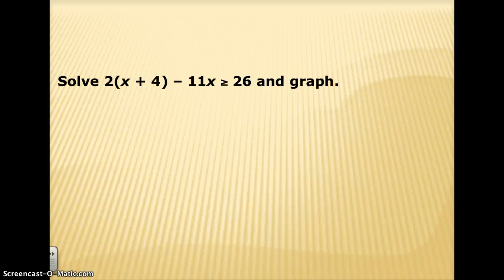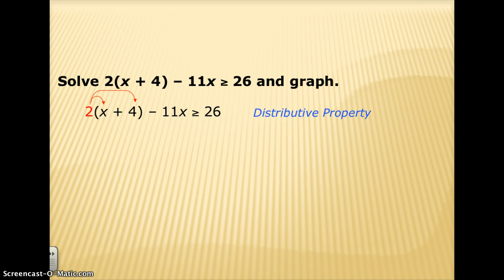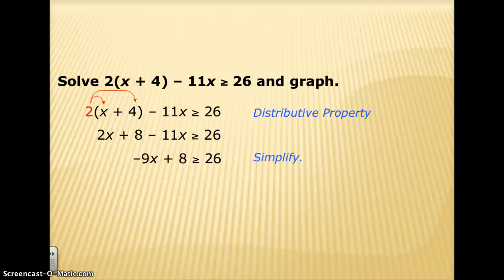Solve. 2 times the quantity of x plus 4 minus 11x is greater than or equal to 26, and graph. First thing we'll use is the distributive property. Distribute the 2 to both parts. We get 2x plus 8 minus 11x is greater than or equal to 26. Next step would be to combine like terms. Look carefully. We have 2x minus 11x. That gives us a negative 9x. So we have negative 9x plus 8 is greater than or equal to 26.